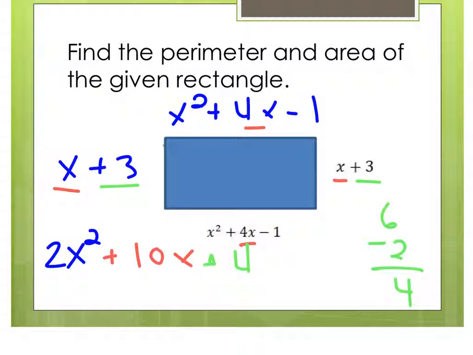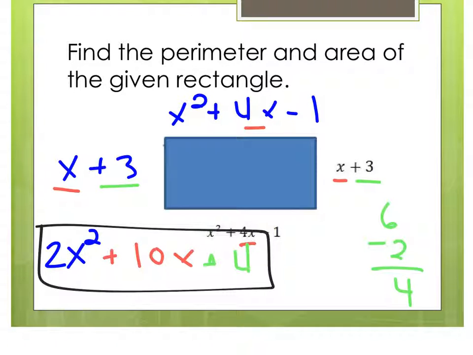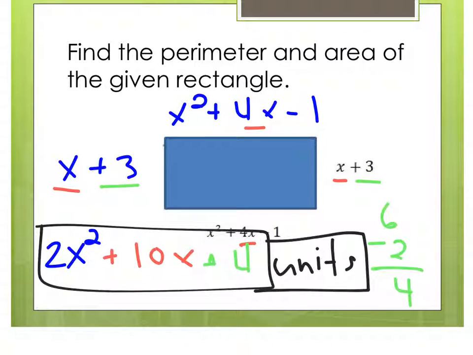Now at this point, there are no like terms to combine, and that's how I know I'm done finding the perimeter of this shape. Now the thing you have to make sure you include is some sort of measurement value. So this is going to be 2x squared plus 10x plus 4 units. And that is the last part of this answer.